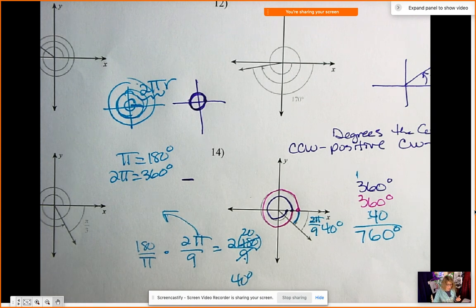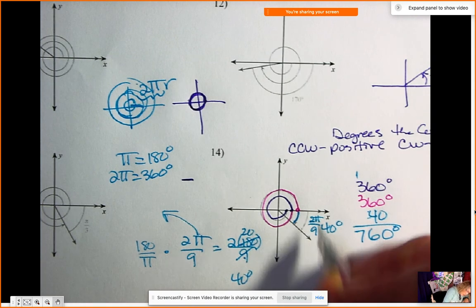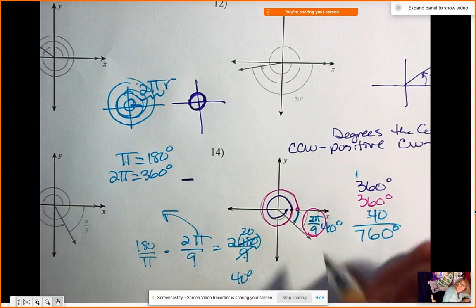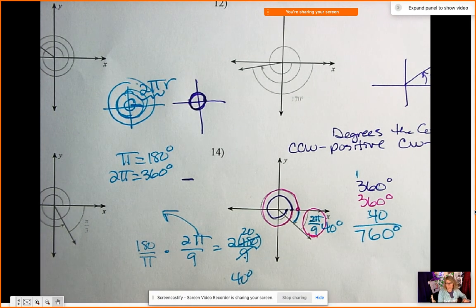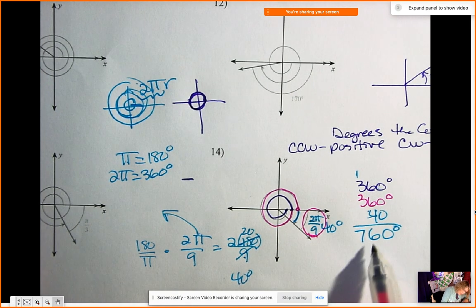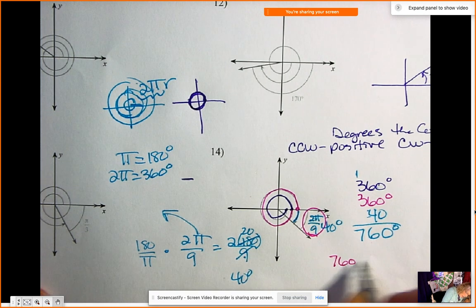And how do I know I don't want it in degrees? It didn't say. Well, here's how you know. If the clue that they give you is in radians, your answer is in radians. So I'm going to take 760 and convert it. I'm going to multiply it by pi over 180.